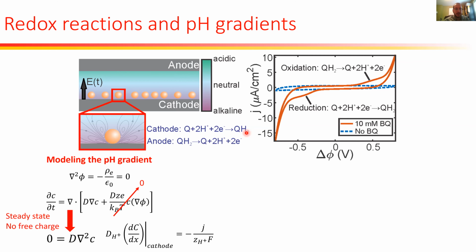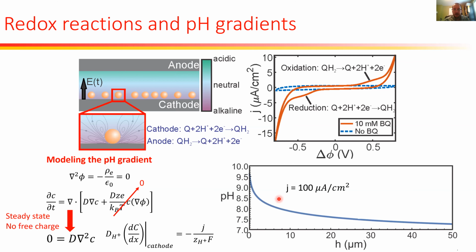We can model the pH gradient using reaction diffusion equations. And for a reasonable current density, we find we can get upwards of a pH of around 9 at our electrode-electrolyte interface. And this decays to neutral pH over about 50 to 100 microns. So this just gives you an idea of the extent of the pH gradient.